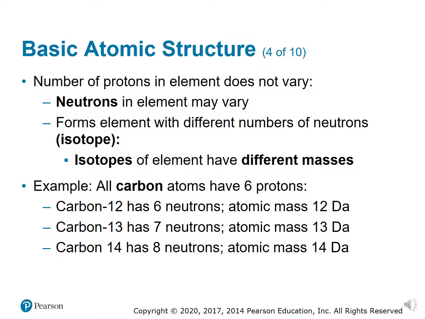The classic example is comparing carbon-12 to carbon-14. Remember, carbon-14 is used for dating fossils, and that's because it actually decays over time, and that's how scientists can actually date fossils. So in carbon-14, instead of having 6 neutrons, there are actually 8 neutrons, and its mass is 14 Daltons.